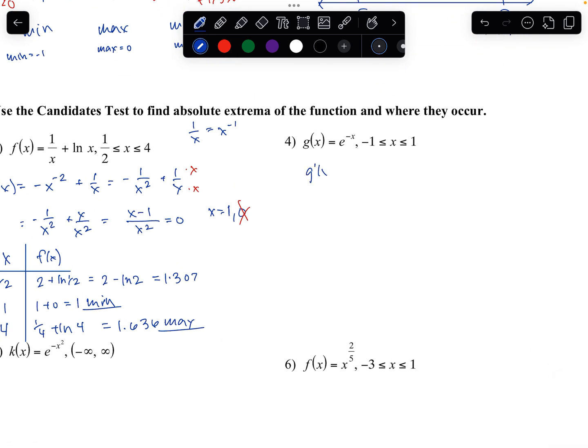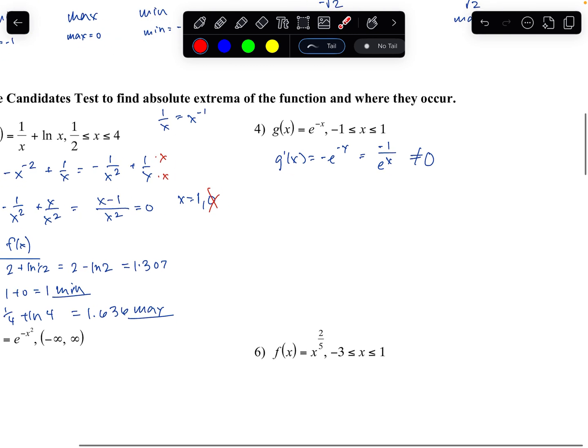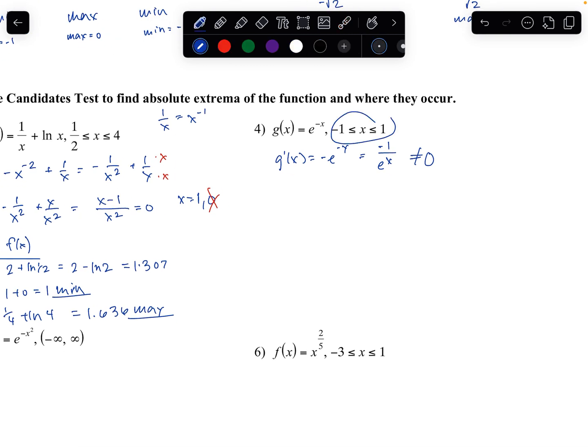Okay. Here, g prime of x is going to be equal to negative e to the negative x. Cool. Which is equal to negative 1 over e to the positive x. Not sure if that really matters, but the thing is, this never equals 0. I can't set this equal to 0 because negative e to the negative x never equals 0. So that's cool. That means that we don't have any critical points. That means we only have the endpoints.